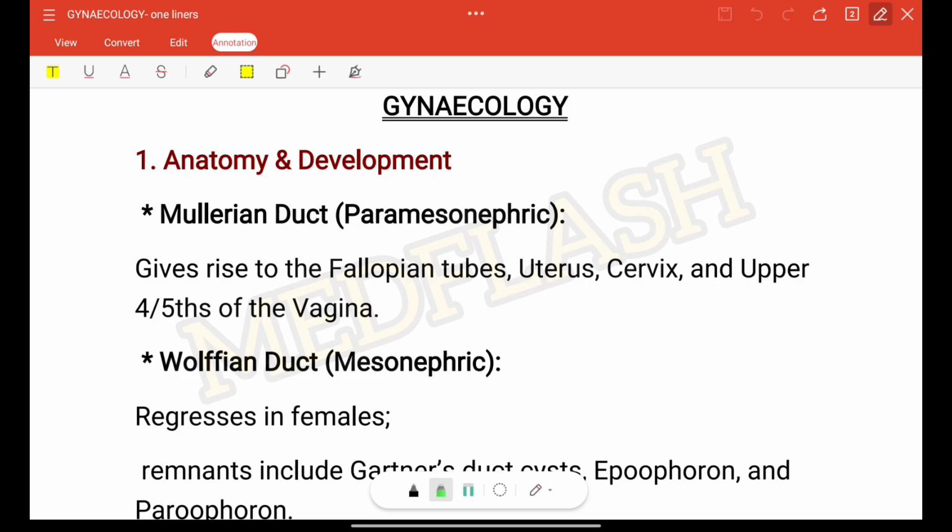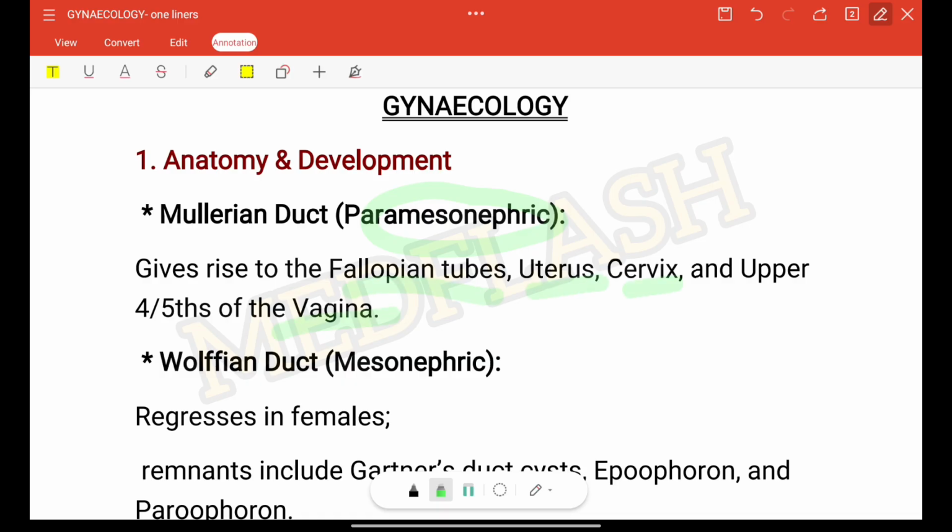First one, anatomy and development. Mullerian duct is also known as paramesonephric duct. Gives rise to fallopian tubes, uterus, cervix, and upper four-fifths of the vagina.